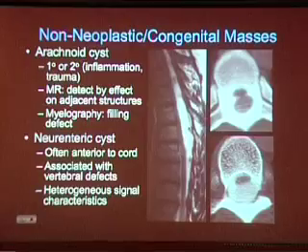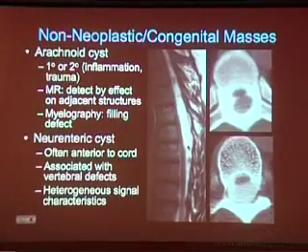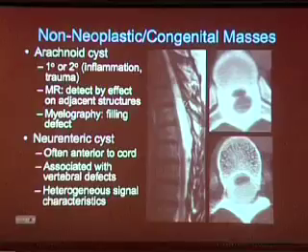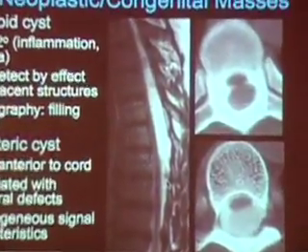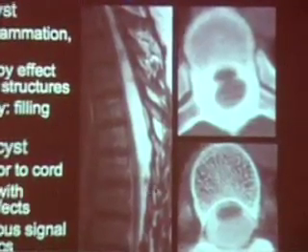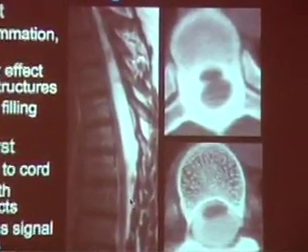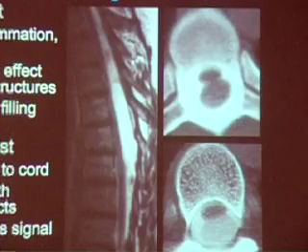What about this case? Well, here we have a cigar-shaped T2 hyperintense lesion, which is posterior to the spinal cord. It's causing severe cord compression, and again, you can see that subarachnoid capping with that widening of the subarachnoid space above and below the lesion. This patient had a myelogram.